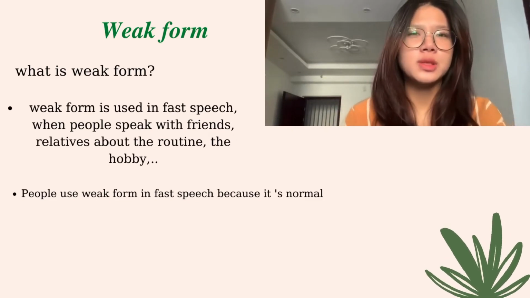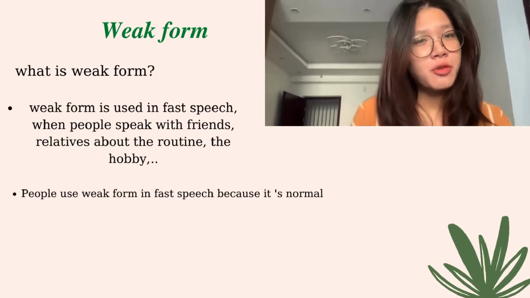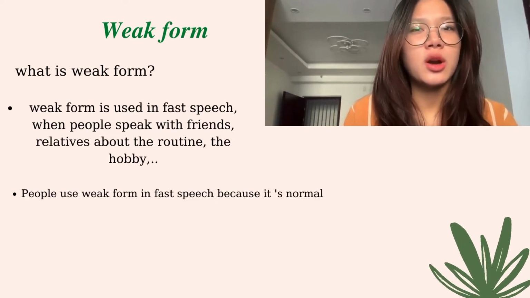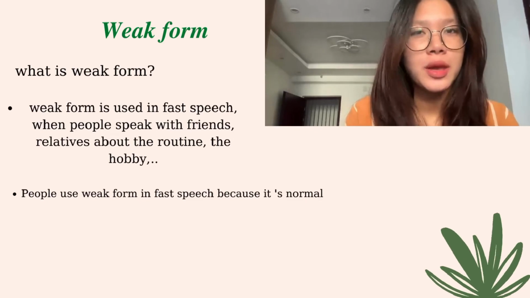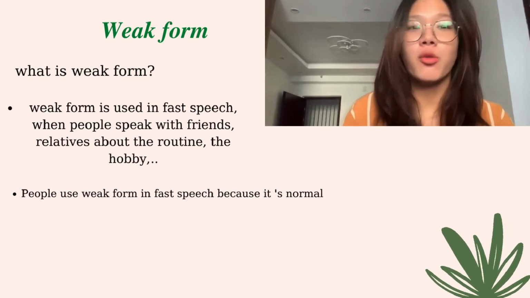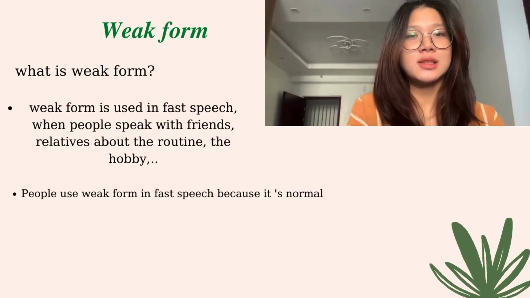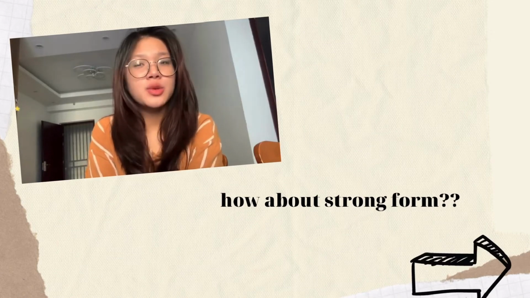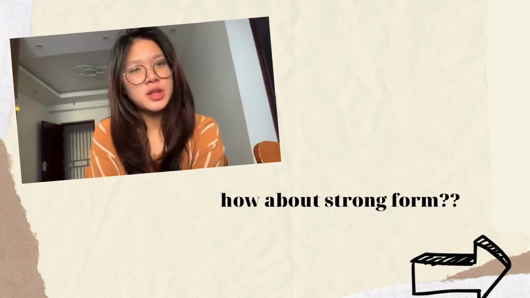When people speak really fast and they are having a conversation with a friend or relative, or when they are talking about the routine, the hobby, or the family topic they already know, they use a faster speed because it is normal. Faster speed makes people sound natural, so you already know weak form is used in faster speech.